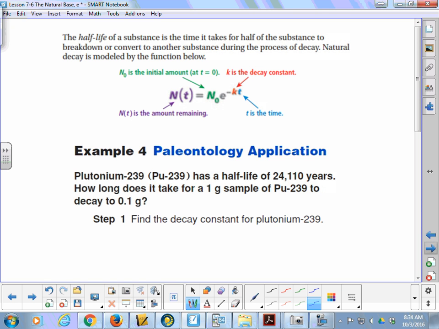How many of you have dealt with half-life in your science classes? Okay, all right, so it shouldn't be too big of a deal then. The half-life of a substance is the time it takes for half the substance to break down or to convert to another substance during the process of decay. Natural decay is modeled by this function. N of t equals n sub 0, which is our initial amount, times e raised to the power of negative kt. And k is the decay constant and t is our time.